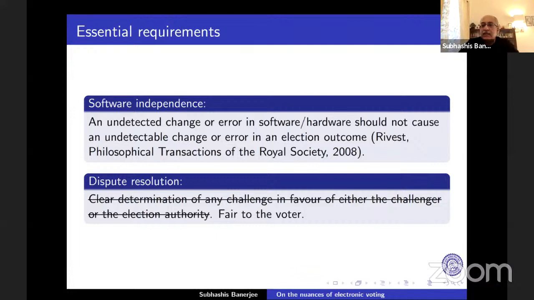So ultimately, there are just these two requirements of a voting system. It has to be software independent, and there has to be a clear protocol for dispute resolution anytime a dispute happens, right? The Indian election system, unfortunately, despite its success, fails on both these counts. It is neither software independent nor is it fair to the voter. And these are not minor points, as I'll illustrate as I move on.